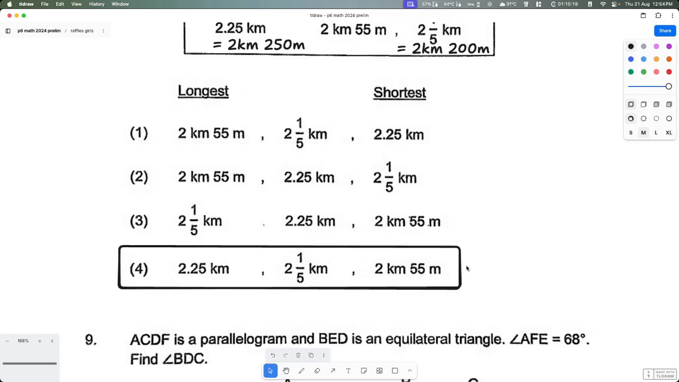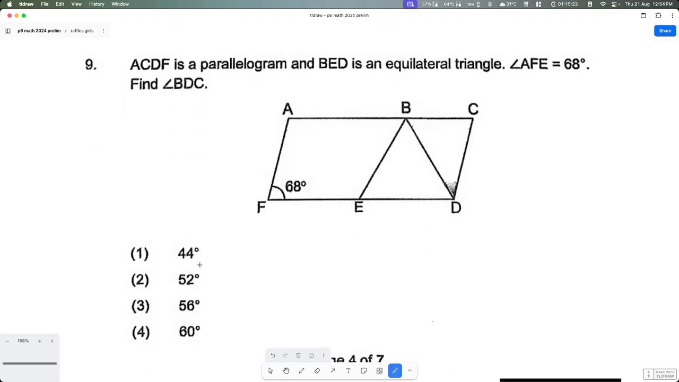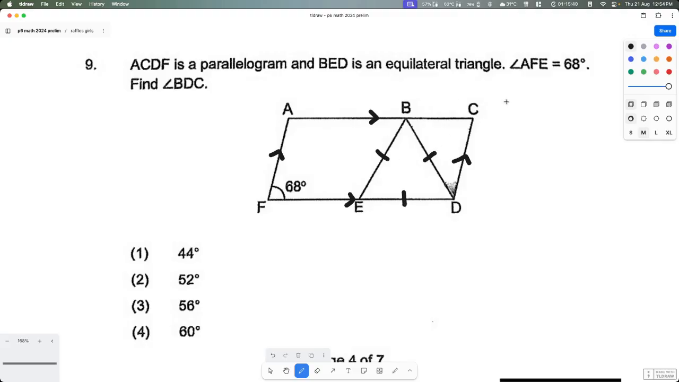Okay, let's move on to question number 9. ACDF is a parallelogram, so you see over here. And BED is an equilateral triangle, so this is equal. AFE is 68 degrees. Find BDC. BDC over here.